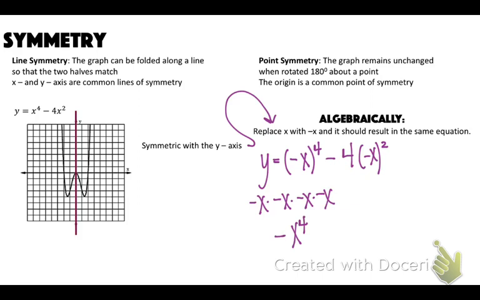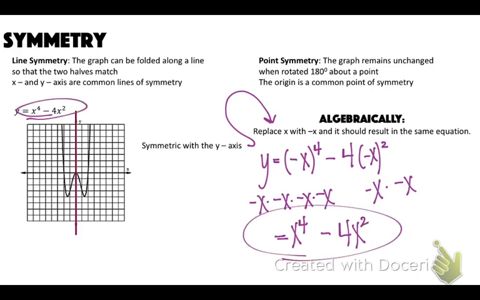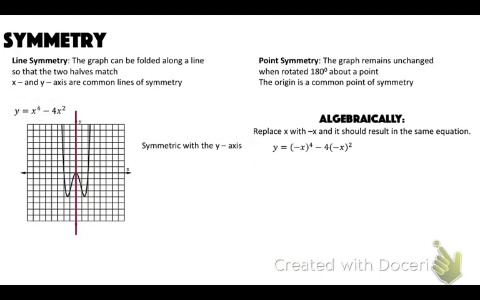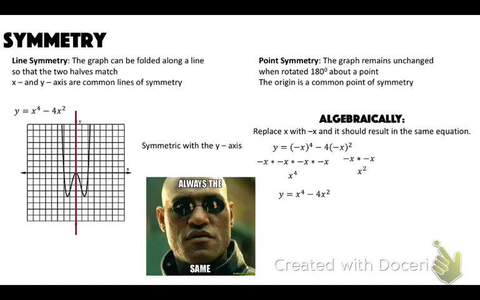Same thing here, that's going to be negative x times negative x, which is x squared, so this is just minus 4x squared, which is the same thing that I started with, so yep, we checked it algebraically, it works. And I just did out the same exact thing here. Always the same. So y-axis, you replace x with negative x. Okay, let's look at this one.